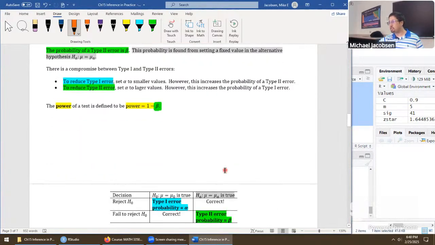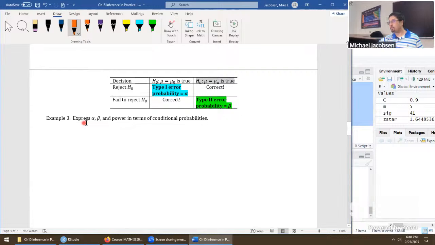And next thing we want to do down below here is re-express alpha, beta, and power in terms of what I called conditional probabilities here. This is meant to be essentially a guide when we go into context and we have to say, using nothing but the context, what is type 1 error? You can come back to example 3 for a kind of structure to help out with that.